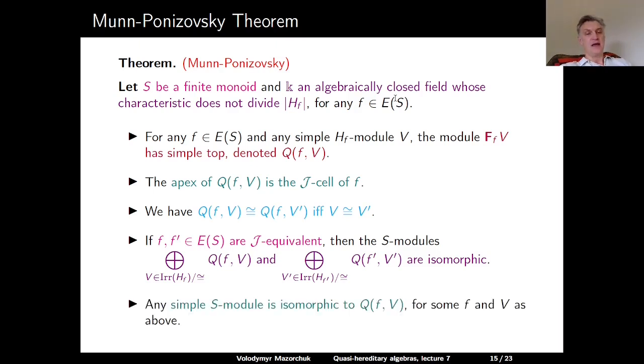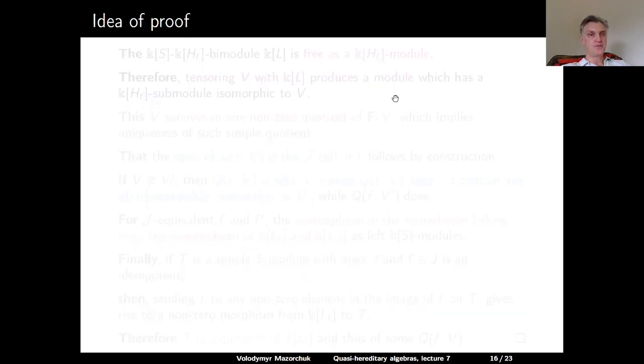And finally, any simple S module is isomorphic to QFV for some F and V as above. This theorem gives a complete classification of simple modules over finite monoids. Here is the idea of the proof.